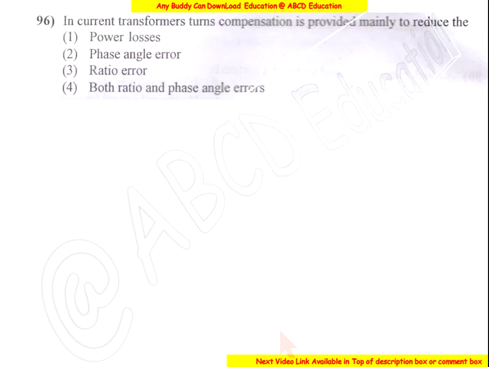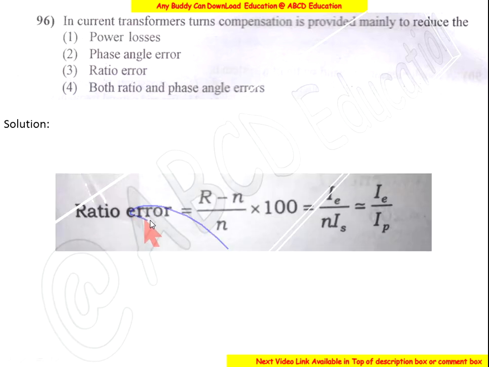Now come to question number 96. In the current transformer, the turn compensation is provided mainly to reduce. These are the options. Now come to the solution. The ratio error is the only reason to compensate, that is turn compensation. After providing the turn compensation in the transformer, we reduce the ratio error in the current transformer. So the correct option is third.